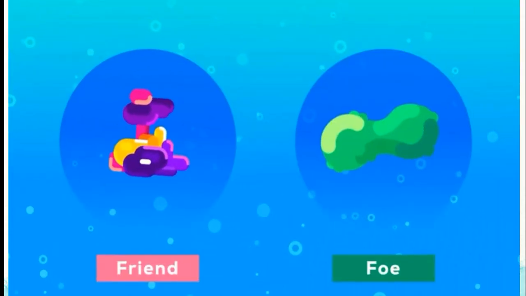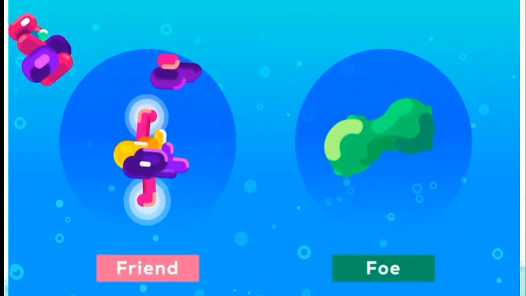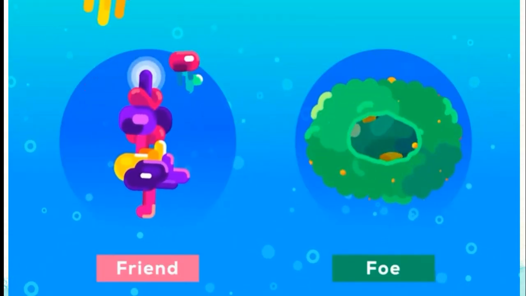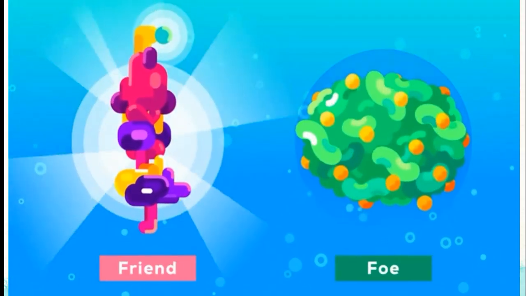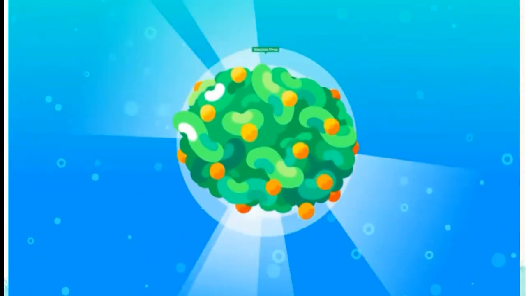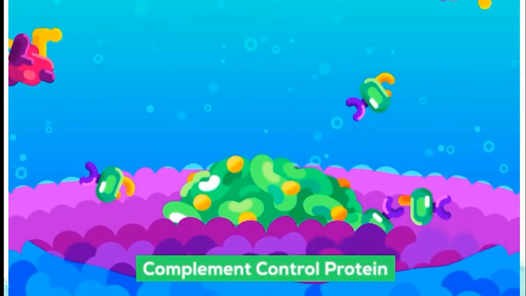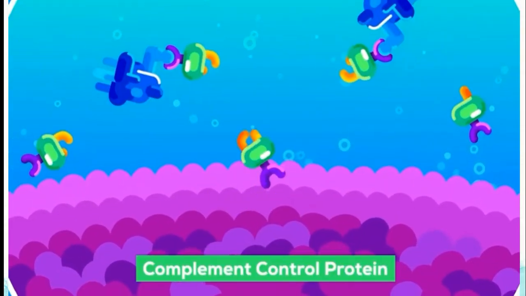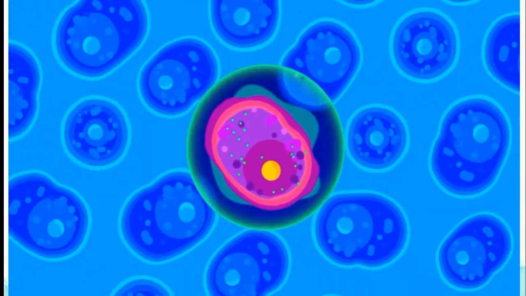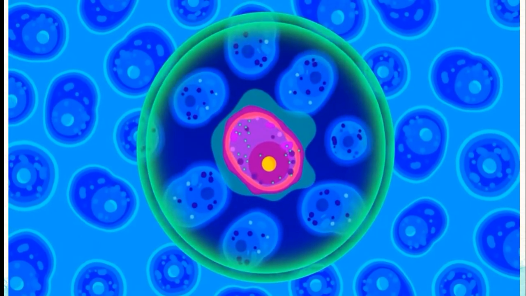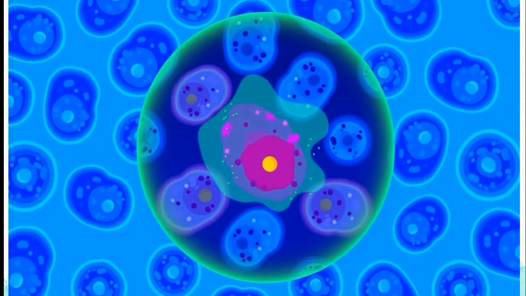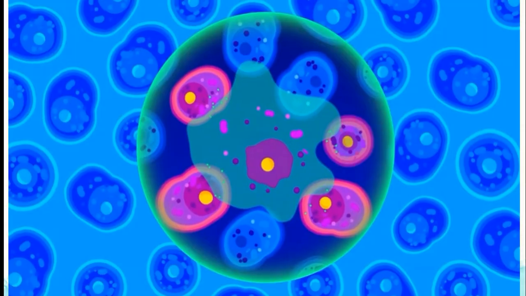But wait, if we have such an effective weapon, why do we ever get sick? The problem is that in a war, both sides adapt. For example, when the vaccinia virus infects a cell, it forces it to produce a protein that shuts complement activation down. This way, the virus creates safe zones around the cells it infects. When it kills them and tries to infect more, it has a higher chance of being successful.